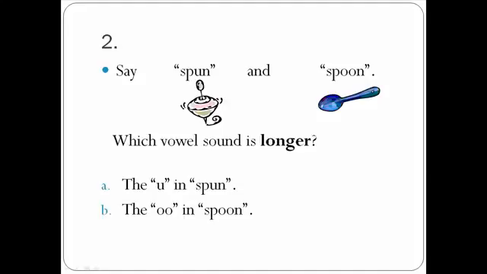Number 2. Say spun and spoon. Which vowel sound is longer? The oo in spoon is longer. Listen again. Spun, spoon. A, oo.